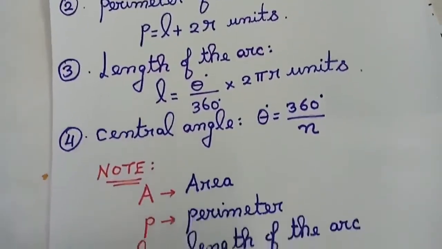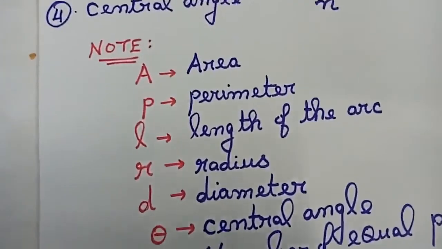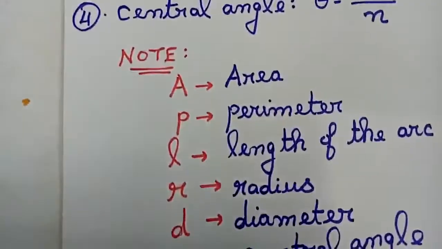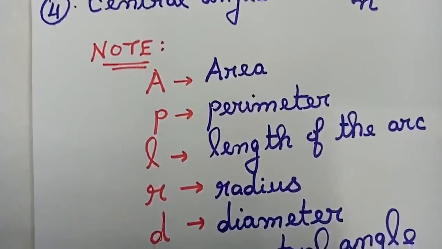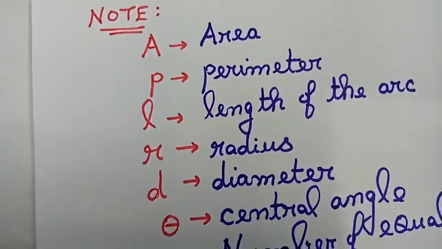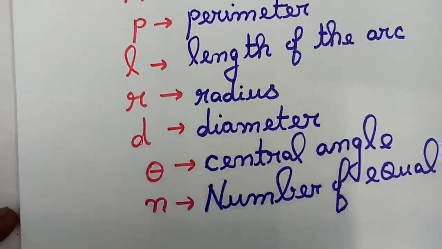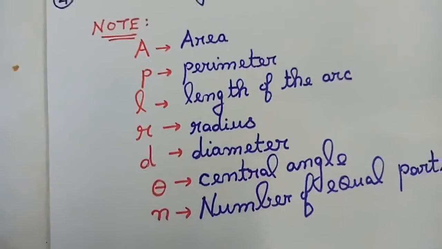And I have written some notes here, which are the notations we are going to use. Capital A represents area. P is the perimeter. L is the length of the arc. R is radius. D is diameter. Theta is the central angle. And N is the number of equal parts of a circle.